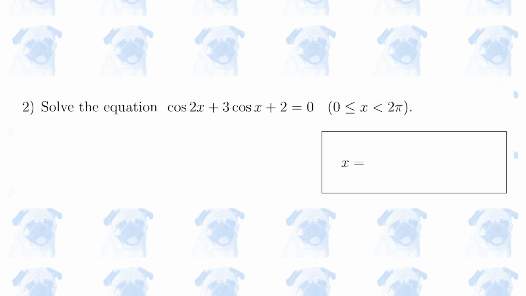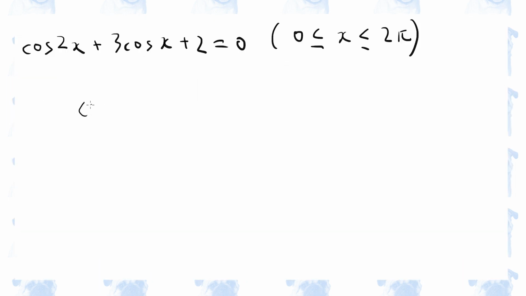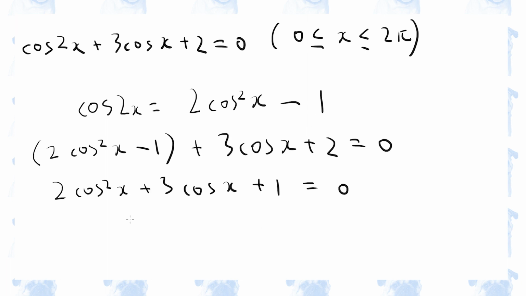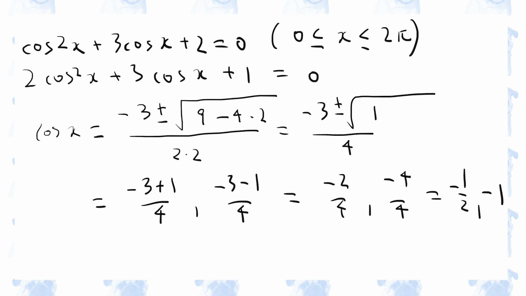Section 1, Number 2. Recall that cosine 2x is 2 cosine x squared minus 1. Now, because this is a quadratic equation, we can use the quadratic formula to solve this. So now we know that cosine x is equal to minus 1/2 and minus 1.